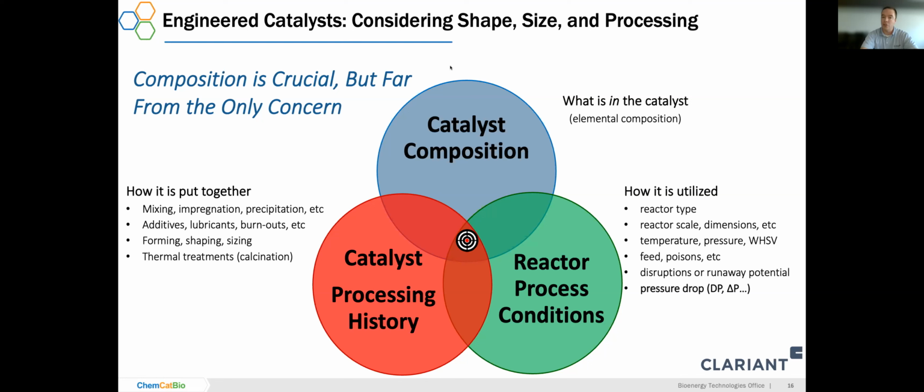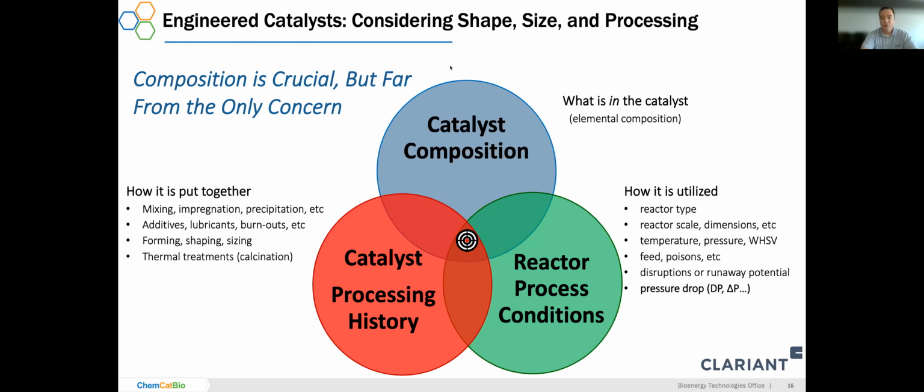But then when we get into engineering the catalyst, it goes into a lot of what Fred and Bruce touched on earlier. And this is the use of additives and lubricants and burnouts and pore formers, et cetera. And then we incorporate this more complicated blend of components to facilitate forming and shaping and sizing of the catalyst. And then, of course, there's typically a thermal treatment that goes along with that. And then importantly, how do we decide how we want to engineer the catalyst?